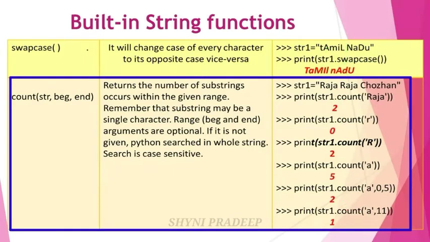And next, print str1.count('a'). You have to search a. The starting index is given, but the ending index is not given. So you have to start from the 11th index position. See here, you have to start from h and count the lowercase a. This is a, only one. So 1 will be printed on the output screen.